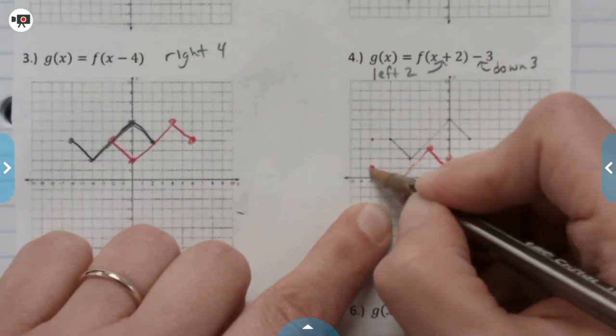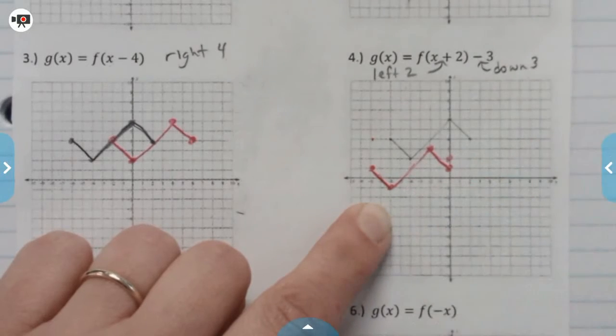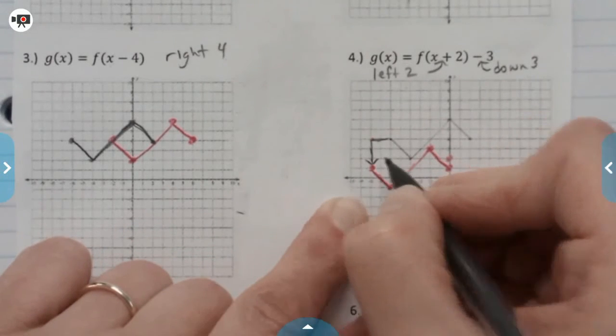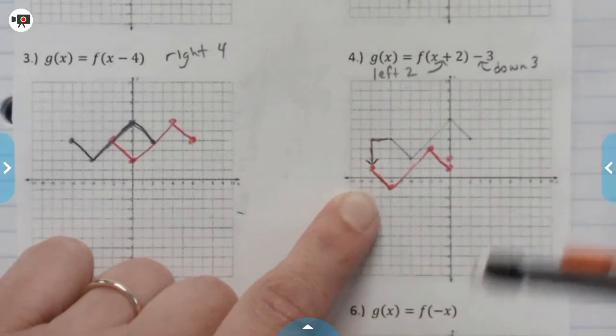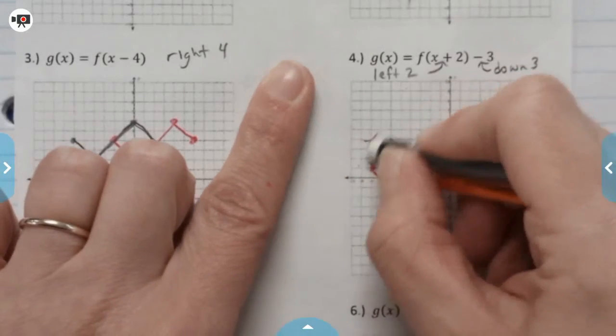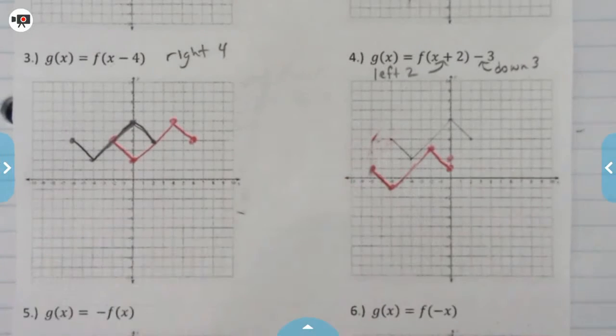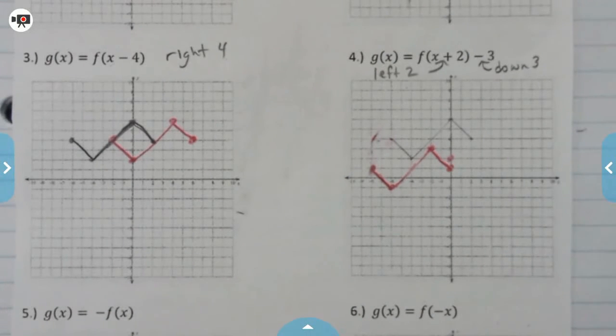You can see the whole thing has been shifted left 2 spaces and down 3 spaces to get to where it's at. I don't actually like having that, so I'm going to get rid of that. The whole thing just shifted over and down. So sometimes just knowing these rules by sight is a little easier than the other way.